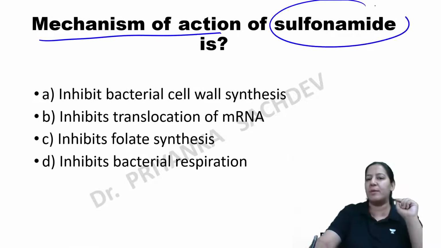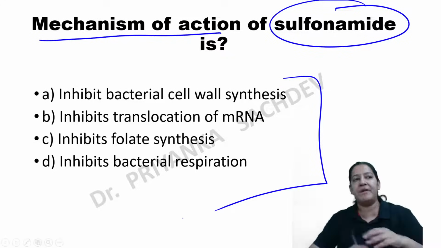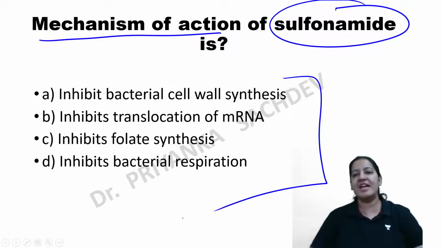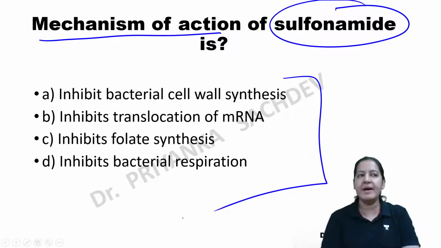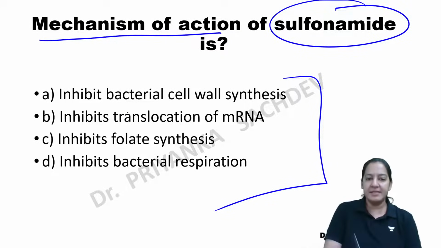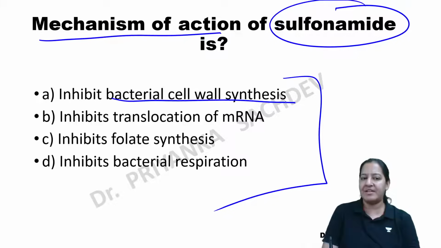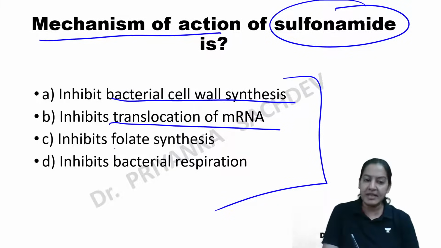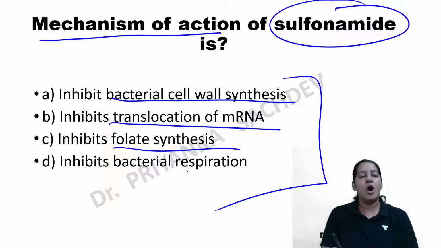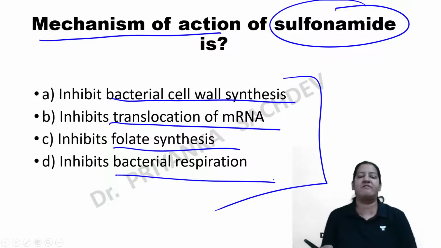What is the mechanism of action of sulfonamide? Read the four options. This is a question from previous year papers of NEET PG. What is the mechanism of action of sulfonamide? Can you tell me the answer? Does it inhibit cell wall synthesis in the bacteria? Does it inhibit the translocation of mRNA? Does it inhibit folate synthesis in the bacteria, or does it inhibit bacterial respiration? Very good, Amar. So it inhibits folate synthesis.